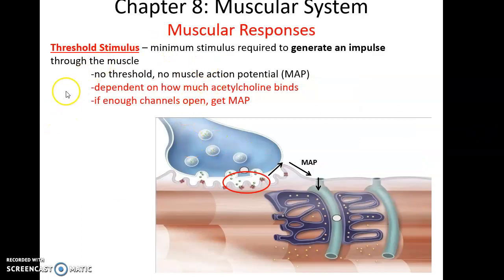Now, to actually get a signal called a muscle action potential that leads to a muscle contraction, we need to reach threshold. To reach threshold, we need enough acetylcholine to be released and bind to enough of the receptors so that enough ions enter the muscle cell. If threshold is reached, if that minimum stimulus is generated, then we generate a muscle action potential, shown by those dark arrows here. However, if not enough channels are open, then nothing happens. So either you get the response or you don't. It's an off-on switch.